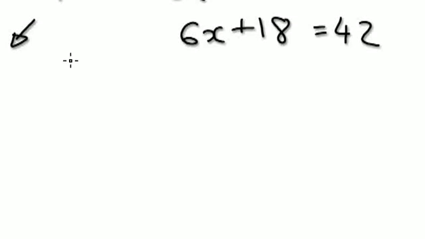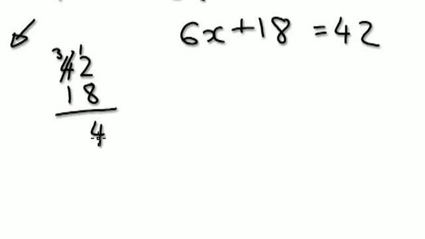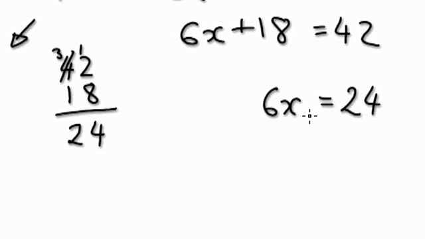So take away 18 from both sides. Let's see, 42 take away 18. 2 take away 8, not enough, so I need to borrow. So now it's 12 take away 8, which is 4. 3 take away 1 is 2. So basically it's 24. Okay, on this side it will be 6x. And now divide both sides by 6. So this will be x, and this would be 4.